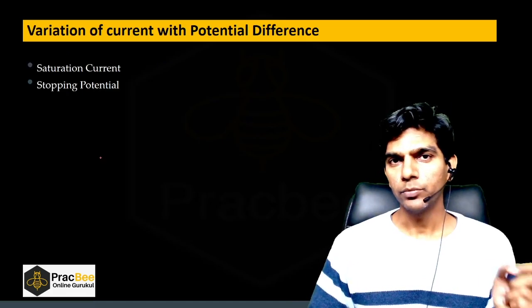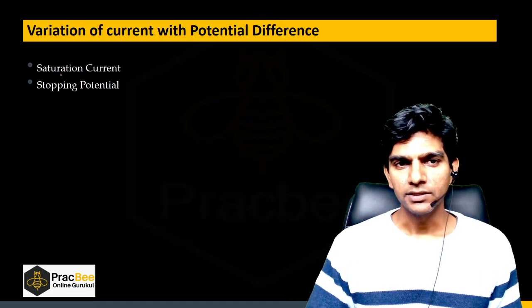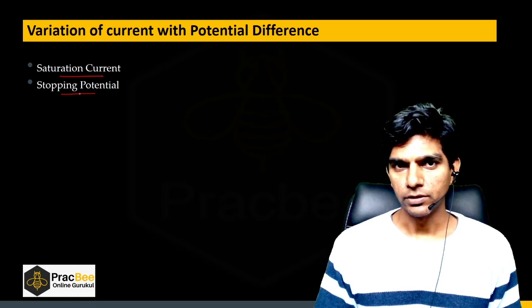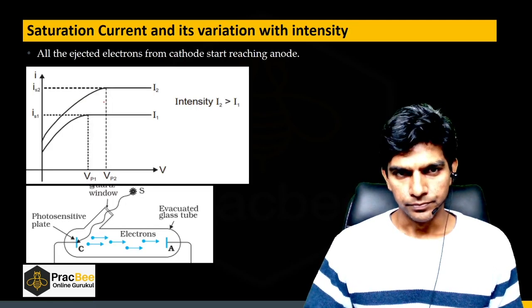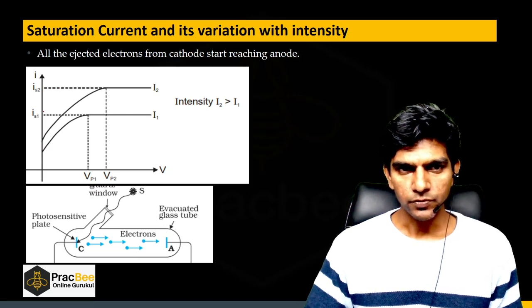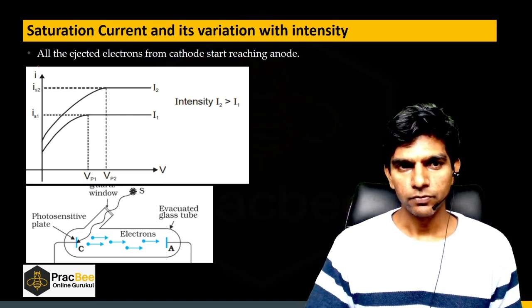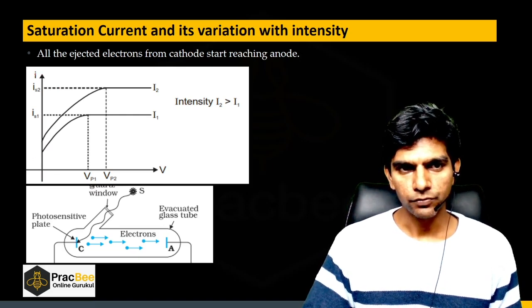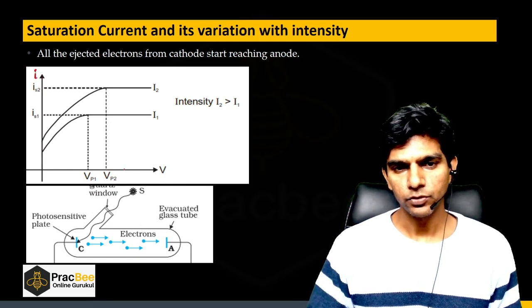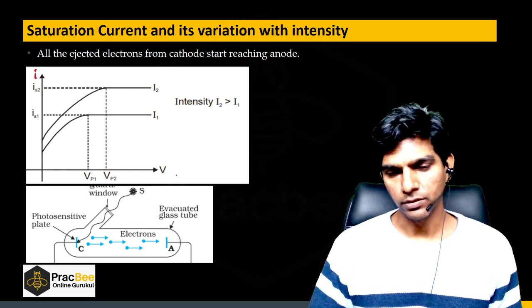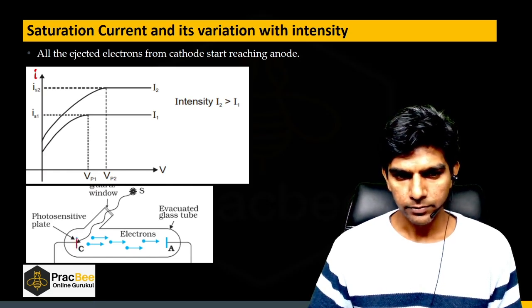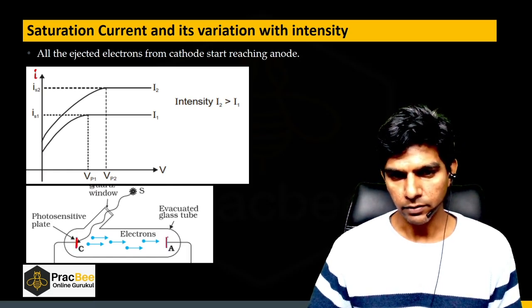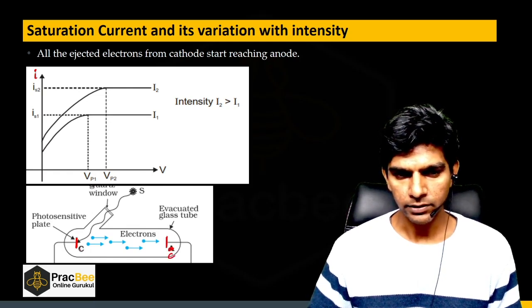Now let us see a very important term, the saturation current and the stopping potential. So let us understand that. Suppose we are plotting a graph of the photocurrent. On the y-axis we have photocurrent, this I is photocurrent, and on the x-axis we have the potential. Now what is the potential? For example, this is our emitter plate and this is the collector plate. Let me call it C and this E.